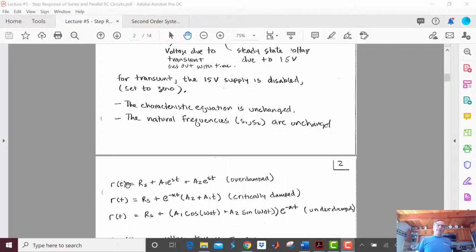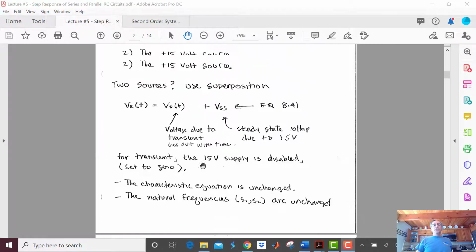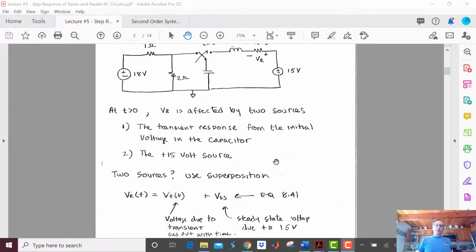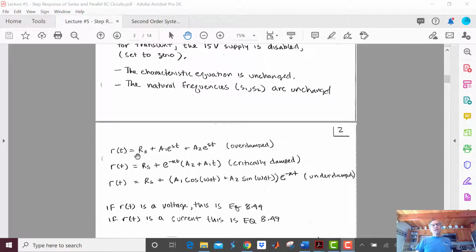Does this equation make sense to us? Well, what we found is that our s's are always negative, so this goes to 0 at time equals infinity, and this goes to 0 at time equals infinity. So R sub s is the response at time equals infinity. So it makes good sense.